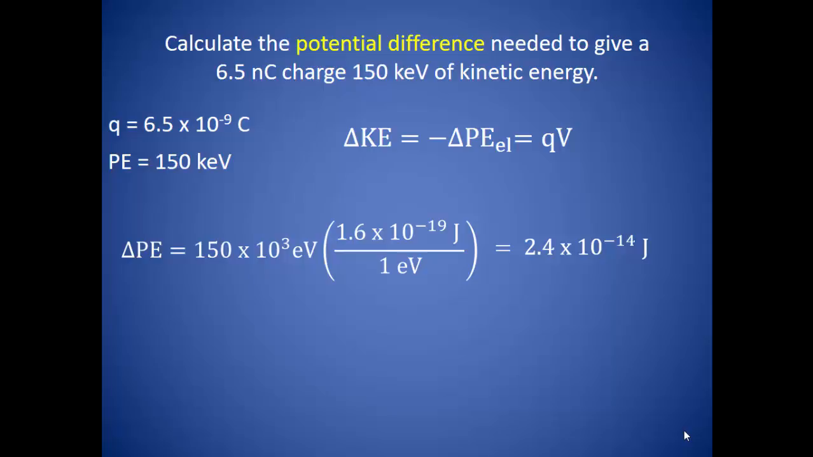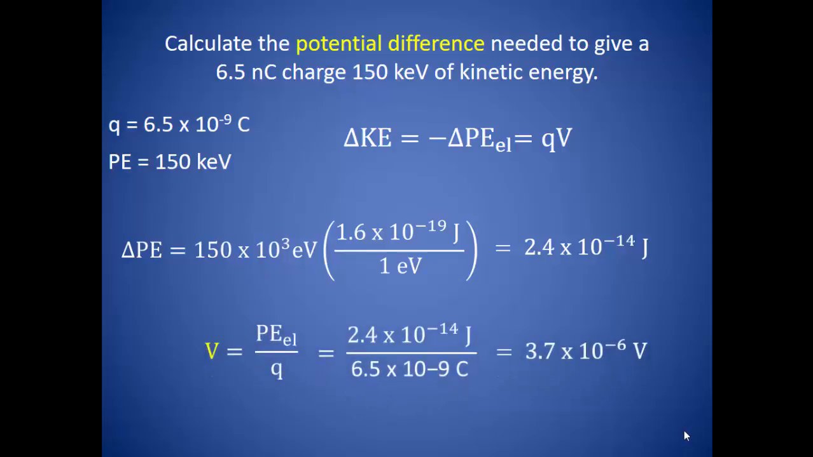We are actually looking for the change in kinetic energy of our charge, but we know that the change in kinetic energy is equal to the negative change in potential energy. In this case, the magnitudes are the same. So we're taking this divided by the charge of our particle, and we find the potential difference required to be 3.7 times 10 to the negative 6th volts.